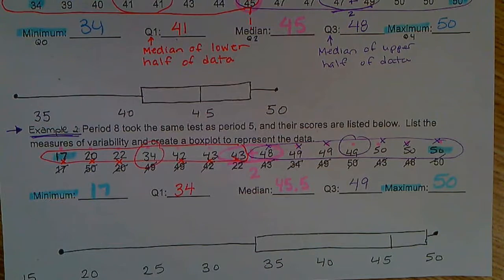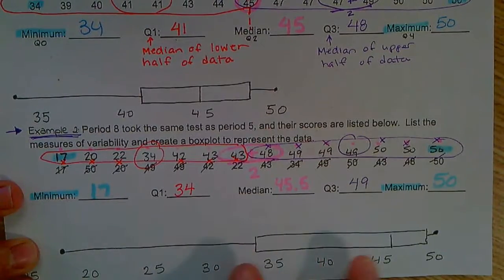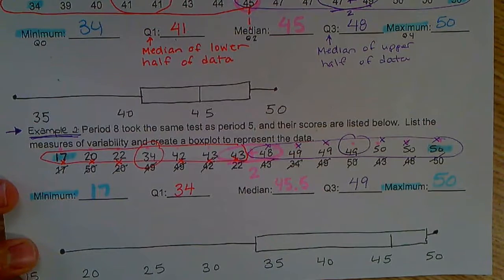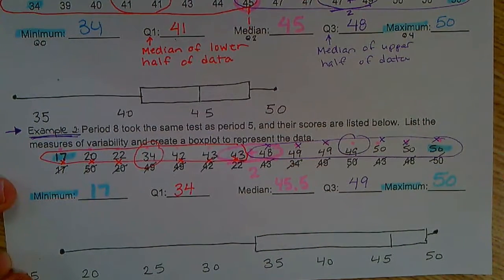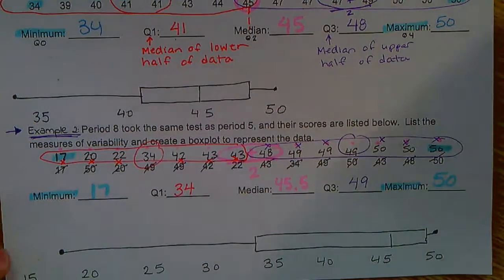Now let's talk about what they mean. Take a look at your bottom box plot. Every quarter of your data is broken up by either using a line segment or a rectangle. So what that means is that 1/4 of your data goes from 17 to 34, and 1/4 of your data goes from 49 to 50.